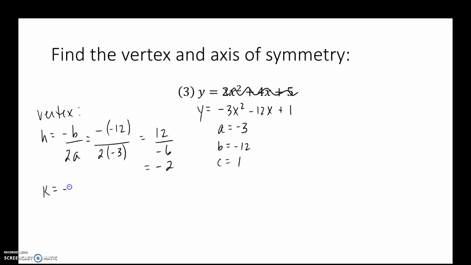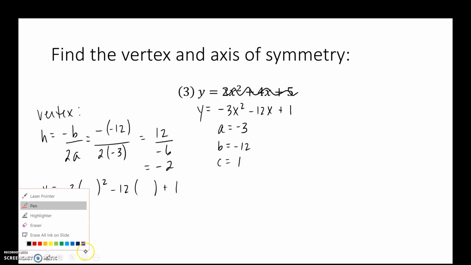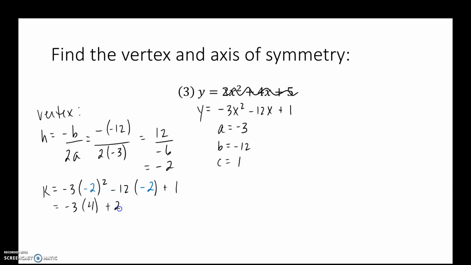Y-coordinate of my vertex: negative 3 times x squared minus 12 times x plus 1. What's my value of x? That's what we just solved to be negative 2. So I'm going to plug that back in. So negative 3 times 4 plus 24 plus 1, negative 12 times negative 2. Negative 12 plus 24 plus 1. Negative 12 plus 24 gives me 12, plus 1 gives me positive 13. So my vertex is the ordered pair negative 2 comma 13.